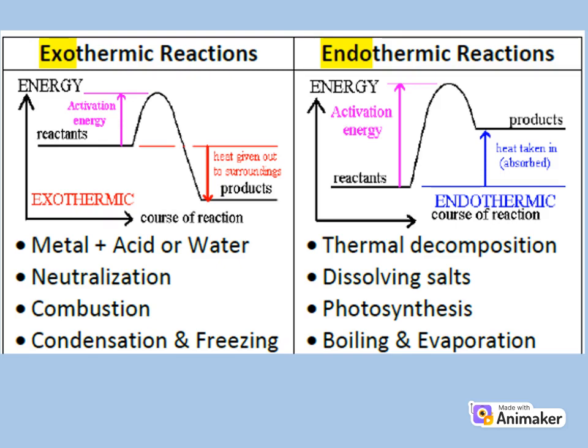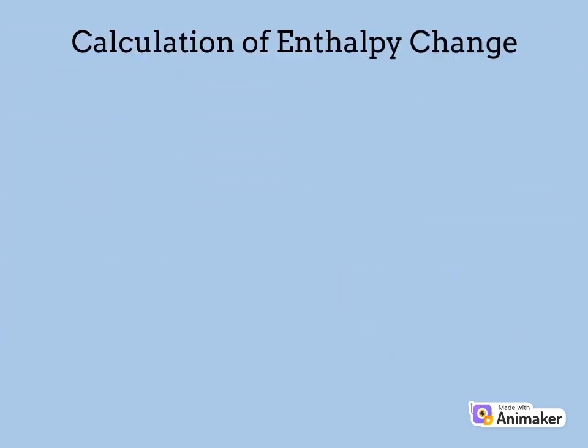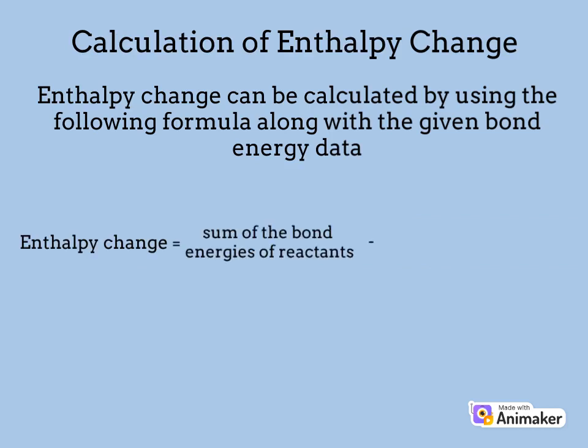Note that enthalpy change, which is represented by delta H, is always pointed from level of reactants to level of products in energy profile diagram, whereas activation energy, which is represented by capital E and small a, is always endothermic, and is always pointed from level of reactants to the peak of the curve. To calculate the enthalpy change, we use the following formula.